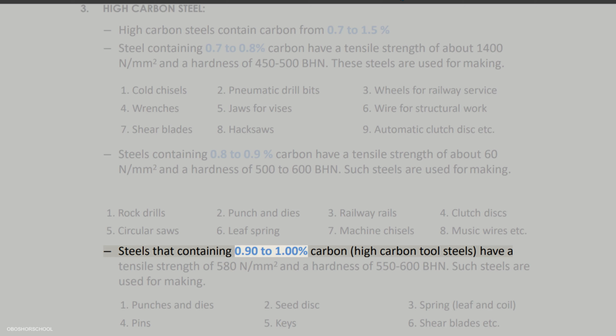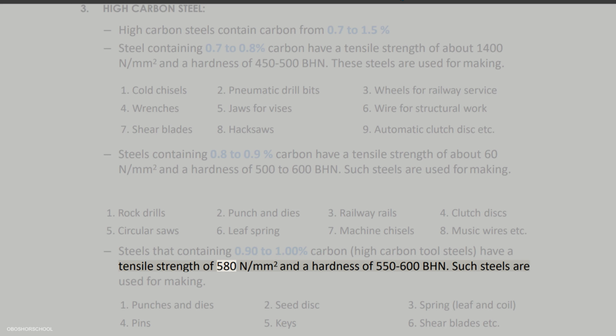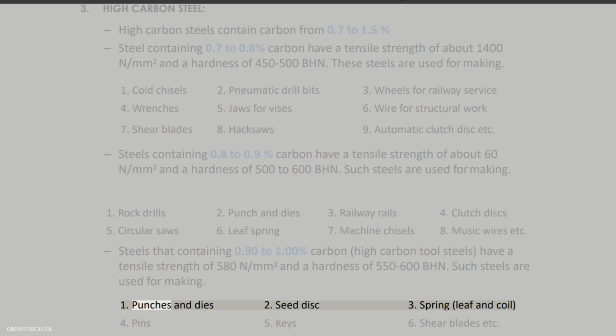Steels containing 0.90 to 1% carbon, high carbon tool steels, have a tensile strength of 580 N/mm2 and a hardness of 550 to 600 bhn. Such steels are used for making: 1. Punches and dies, 2. Seed disc, 3. Spring, leaf and coil, 4. Pins, 5. Keys, 6. Shear blades, etc.